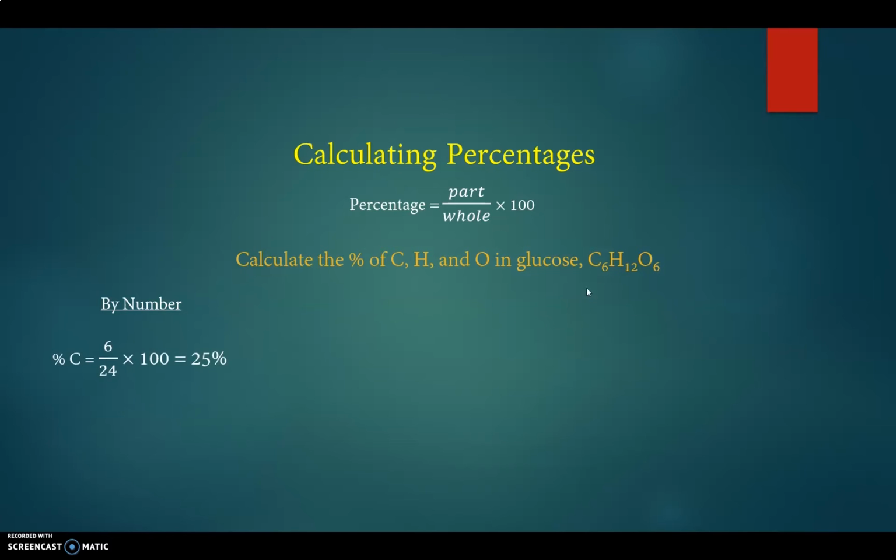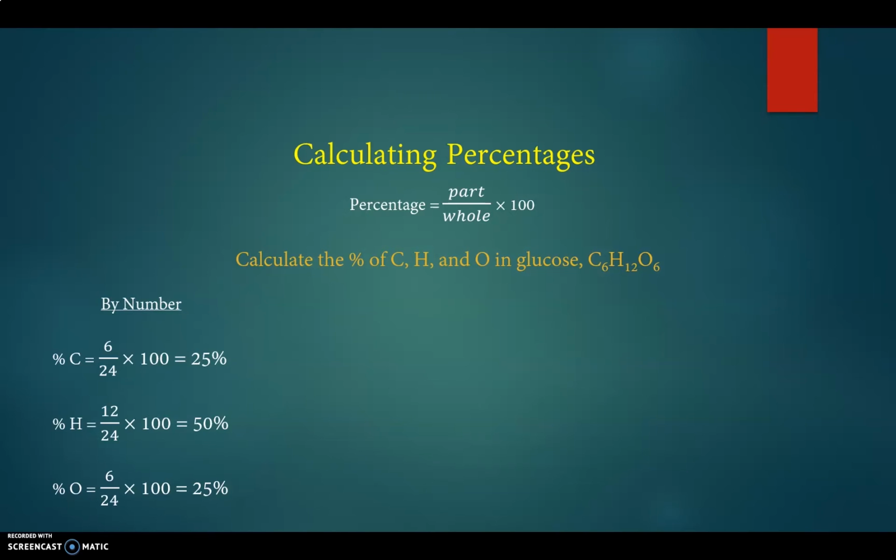So for carbon, we have 6 carbon atoms out of a total of 24 atoms, so 6 divided by 24 gives us 25% carbon. We can calculate the hydrogen. There are 12 atoms of hydrogen out of 24, so that's 50% hydrogen. And the oxygen, there are 6 out of 24, which makes it 25% oxygen. So based on the number of atoms or moles, the compound is mostly hydrogen.